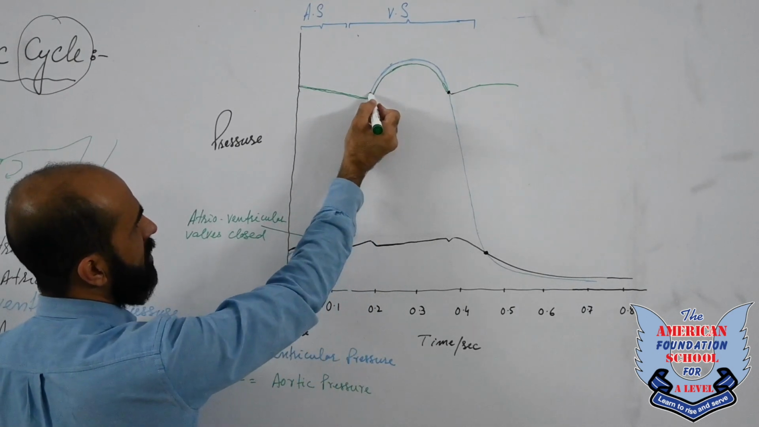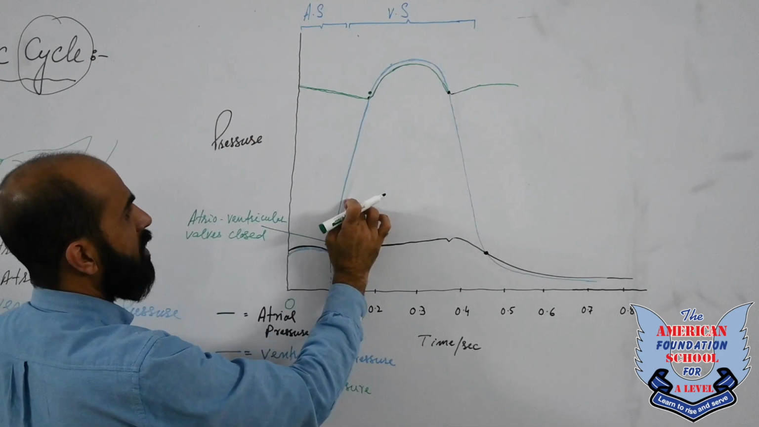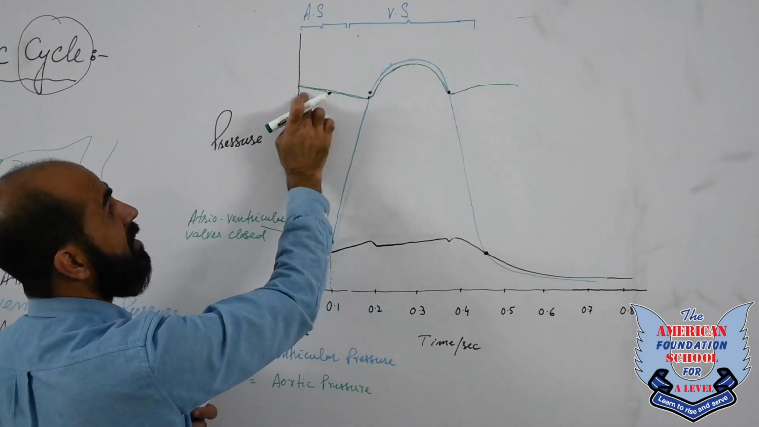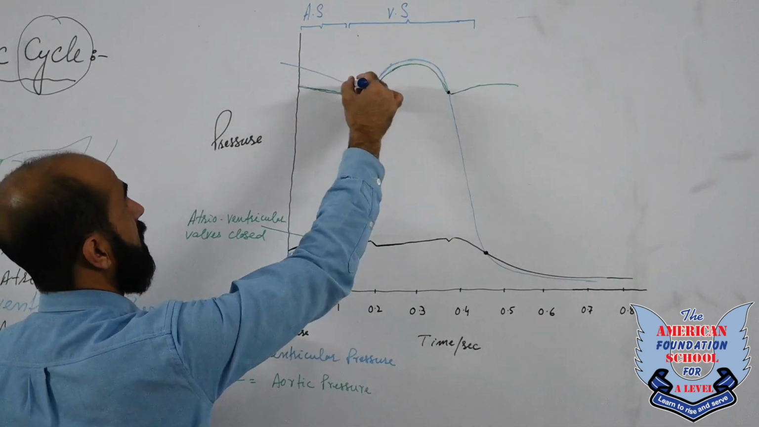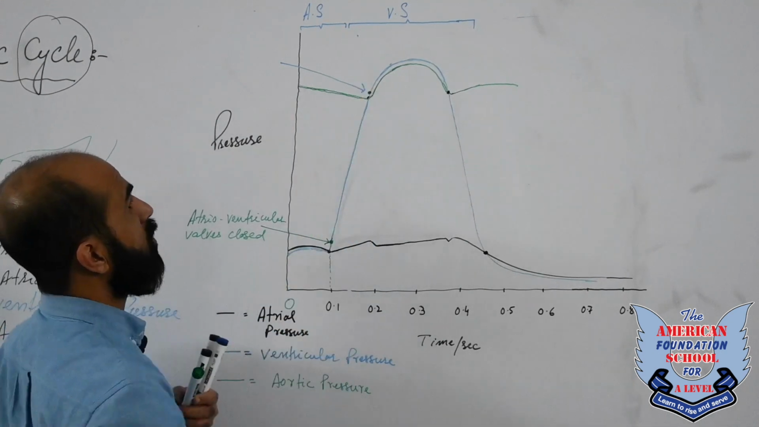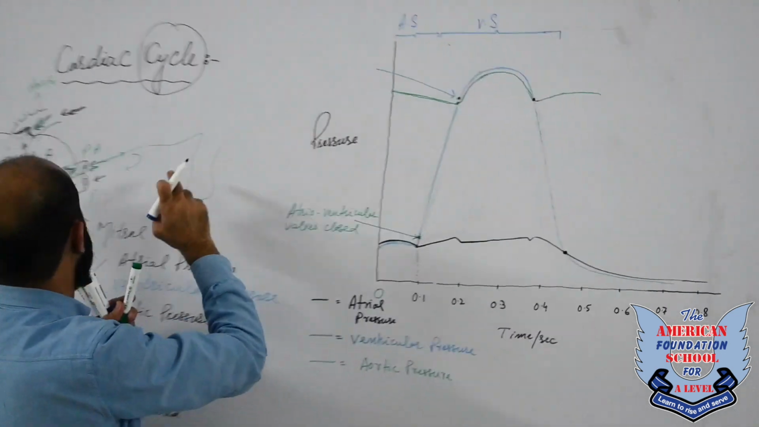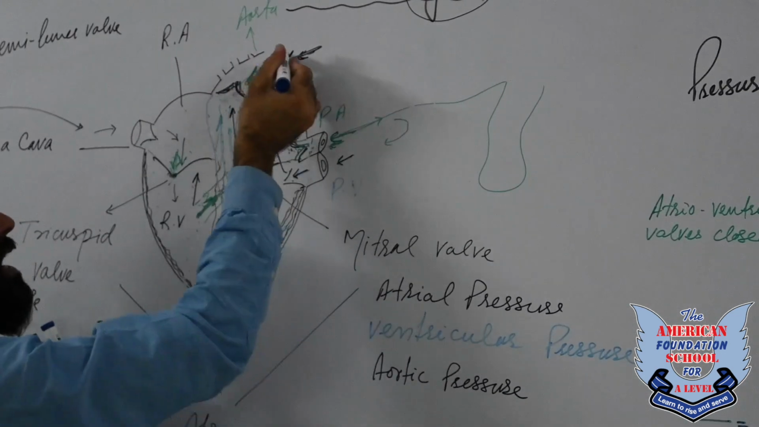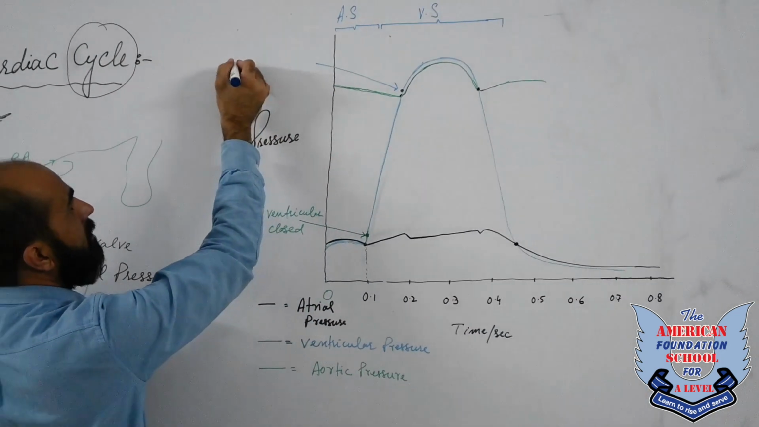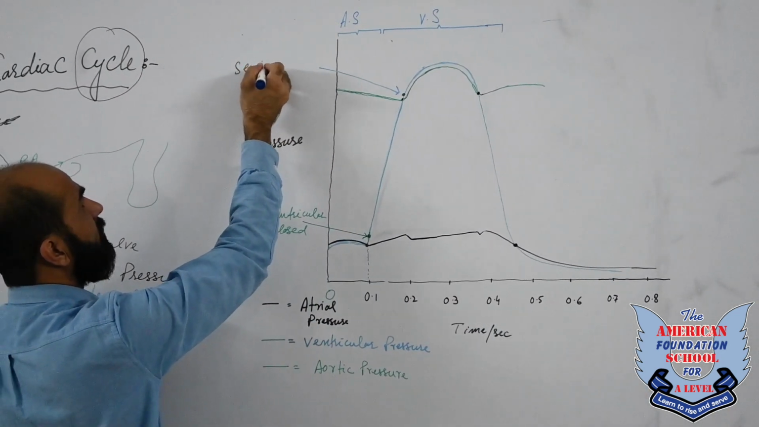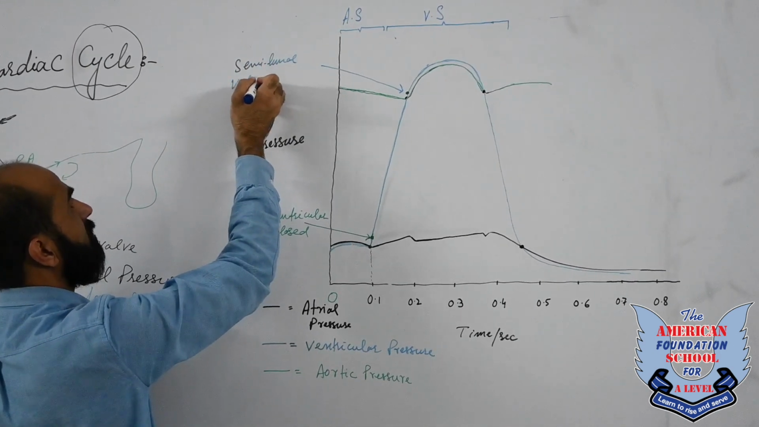and a point comes here. At this point, what is going on? The ventricular pressure exceeds the aortic pressure. So what do you think at this point actually? Which valve should be open? When the ventricular pressure is greater than the aortic pressure, this pressure is higher than this pressure, so the valve should be open. And that's why we see the semilunar valves open.